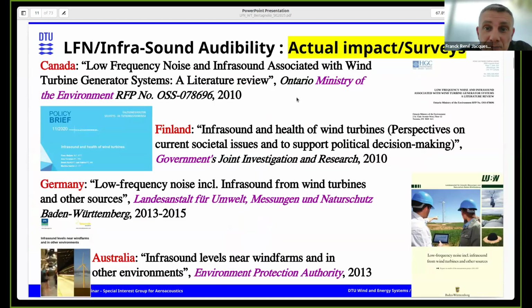There have been some actual impact studies, and I know 4 of them. I think they are the most recent and the most complete. One in Canada, one in Finland, one in Germany, and one in Australia. For all 4 of them, these were commissioned by the government itself, so they hired independent companies to do the research. And I think the main conclusion from all of them is that there was no real impact from low frequency noise on neighbors.